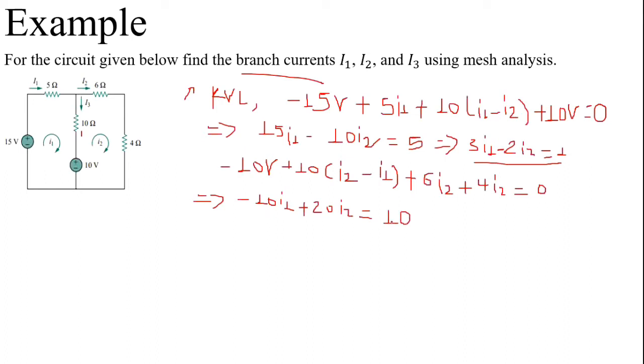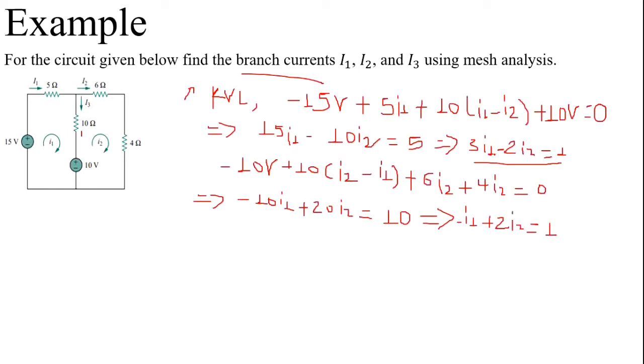So if we divide this equation by 10, we can obtain what? Minus 10 over 10 is minus I1, plus 2 I2, equal with 1. Okay, so now we have two simultaneous equations, so we can obtain the value of I1 just by using what?